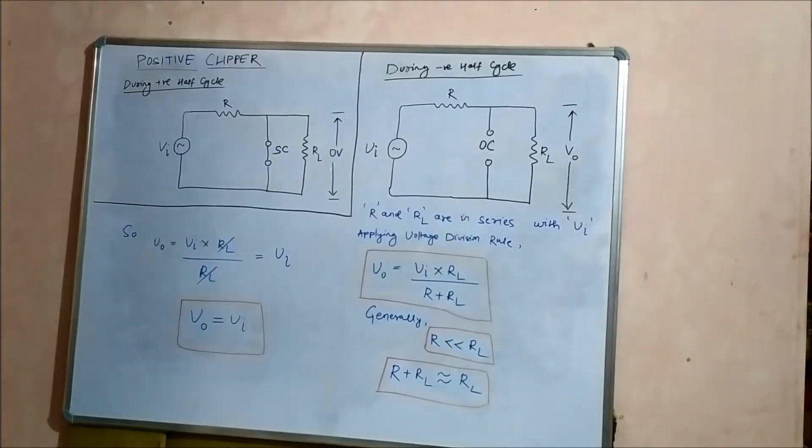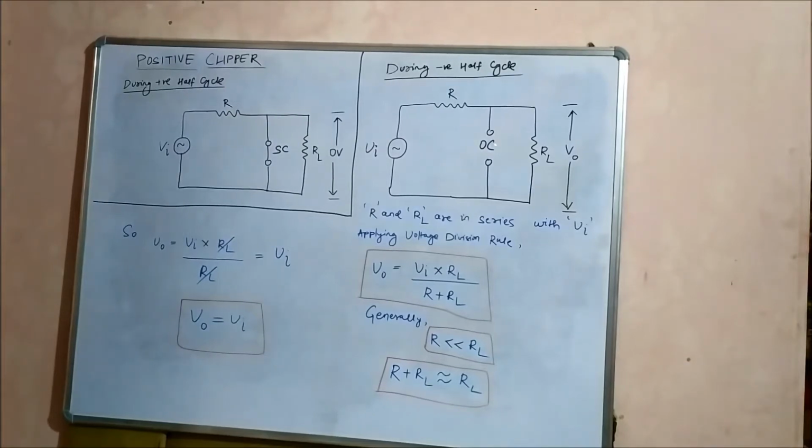So this is the mathematical analysis of the positive clipper circuit during both the positive and the negative half cycle. As we know, during the positive half cycle, the diode becomes short circuited, and because of that, the voltage across the load resistance is 0 volts. So there is no need of any mathematical analysis during the positive half cycle. Now it is the negative half cycle that we are interested in.